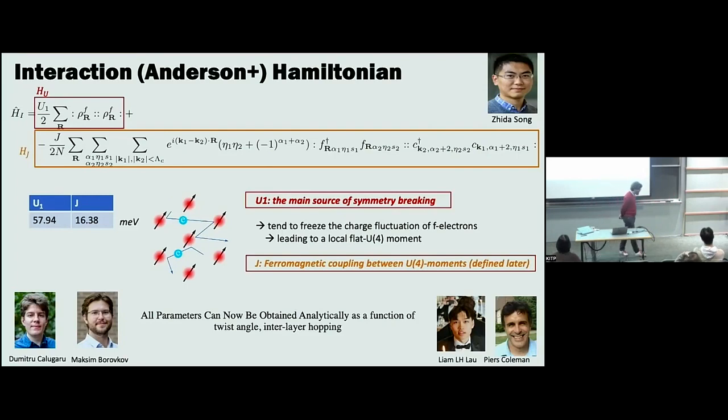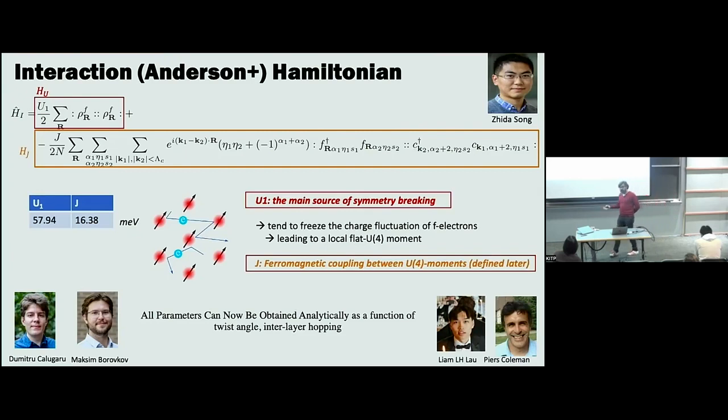And what you find is, as expected, that most of the interaction comes as a Hubbard U of the heavy fermions. This is normal ordered, and the Hubbard U here is 57 meV. You know, in STM experiments, U1/2 is quoted, etc. These values can change depending on the angle. And there's another term, which is why we call these Anderson plus models. There are other terms that look kind of ugly, but whose interpretation will be given in the next slide, and it's not that ugly. In particular, U1, this Hubbard U, is the main source of symmetry breaking.